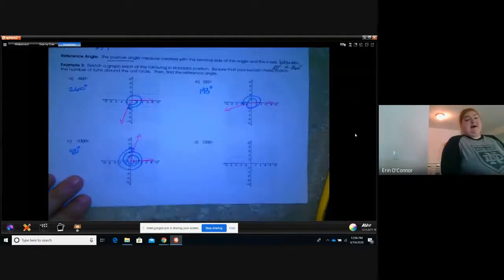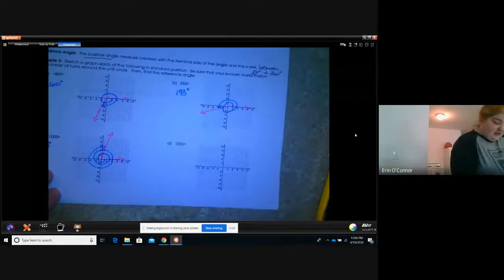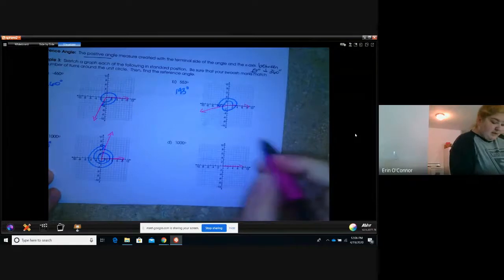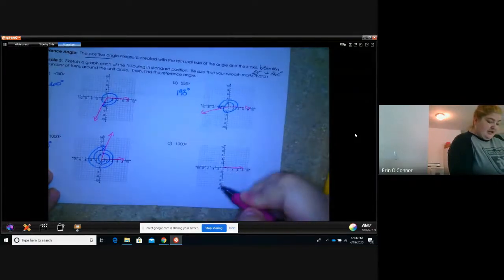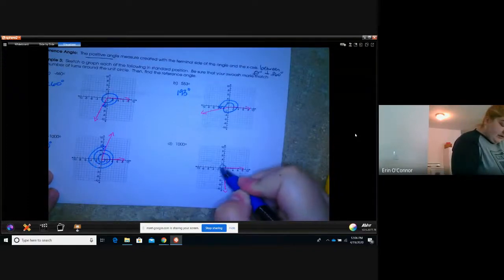So now we have a positive 1000. So we already know full 2 rotations around is 720. Then we go to 810, 900, 990. It's just past that at 1000. So we went around twice. So 1, 2, and then some.